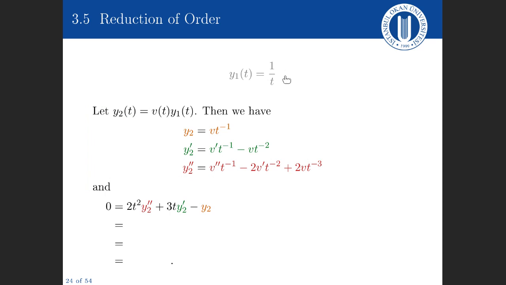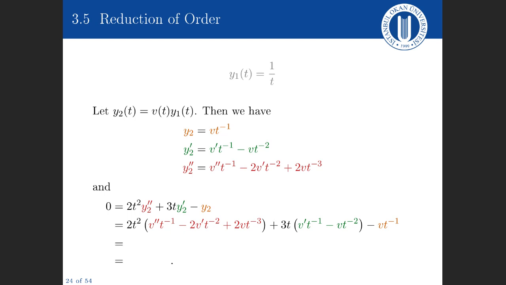So we're starting with y1 is 1 divided by t, and we're going to start with the guess that y2 is equal to v multiplied by y1. Or to write this another way, y2 is equal to v multiplied by t to the power minus 1. We differentiate this two times to get y2 prime and y2 double prime, and then we're going to substitute them into the differential equation. We want y2 to satisfy the differential equation, so we want 2t squared y2 double prime plus 3t y2 prime minus y2 is equal to 0. We're going to substitute the orange, green, and red formulas in here. And then we're going to simplify and rearrange.